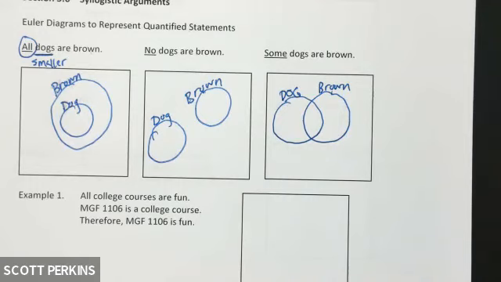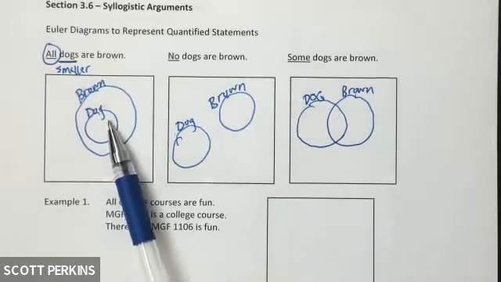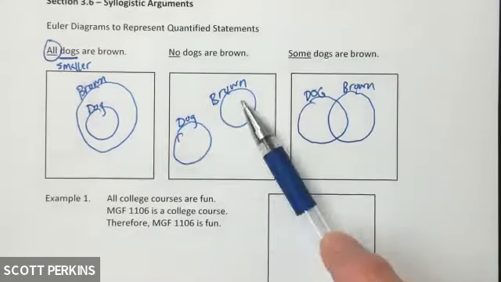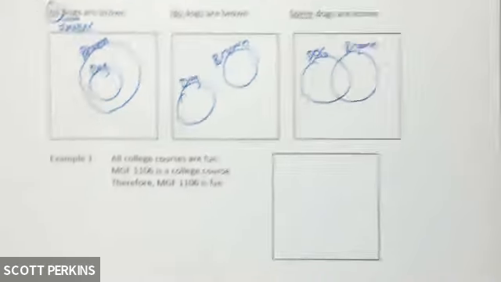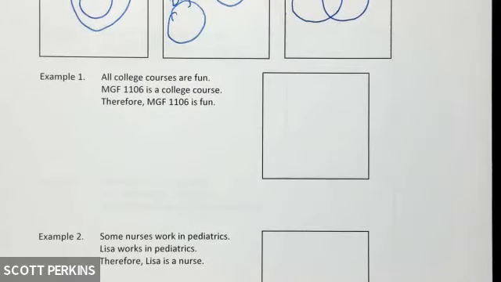So I just wanted to give an example of what you're going to do when you see these quantified statements. An all statement is always going to be one circle completely inside the other. The no statement is going to be two completely separate circles. And then a some statement is going to be two circles overlapping. And this is how we're going to determine if a statement is valid or not. For the rest of what we're going to do here, we're just practicing this skill.